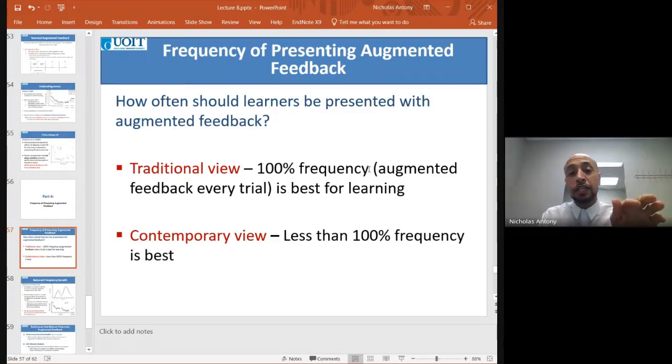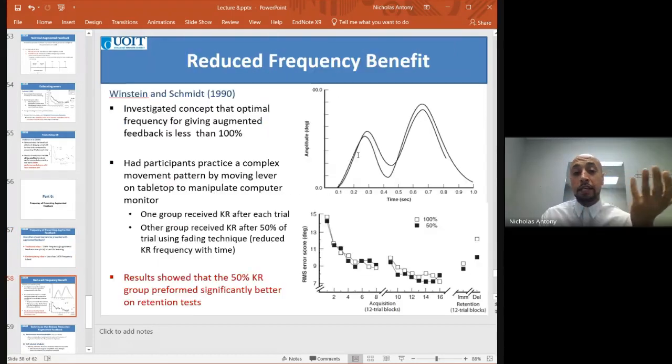And now let's talk about, remember we said, is it better to get feedback all of the time or less than all of the time? We've already talked about it. Traditionally, they thought that it was important to get feedback 100% of the time, whereas now we understand that it's better to not get feedback all the time because it allows for having the person figure things out for themselves. That makes sense, right? And this was the study that showed it.